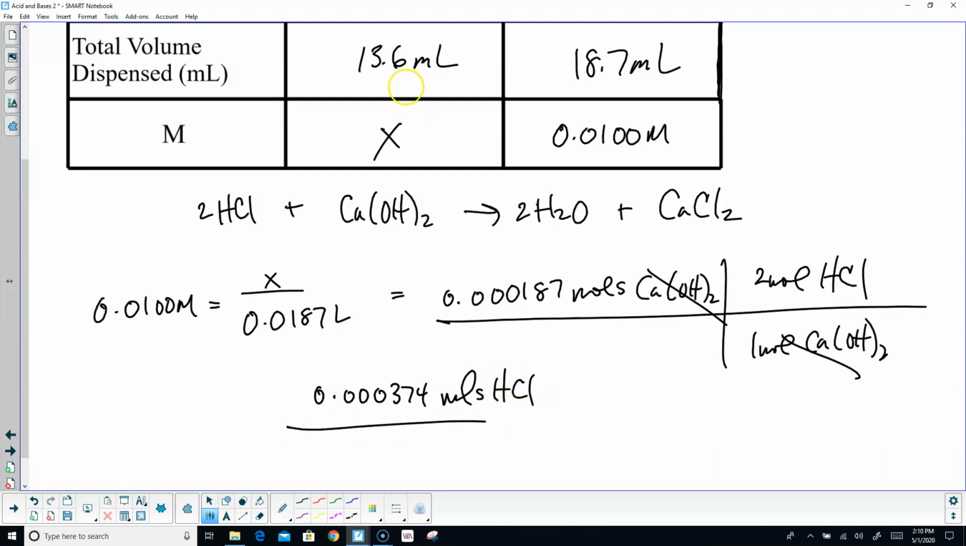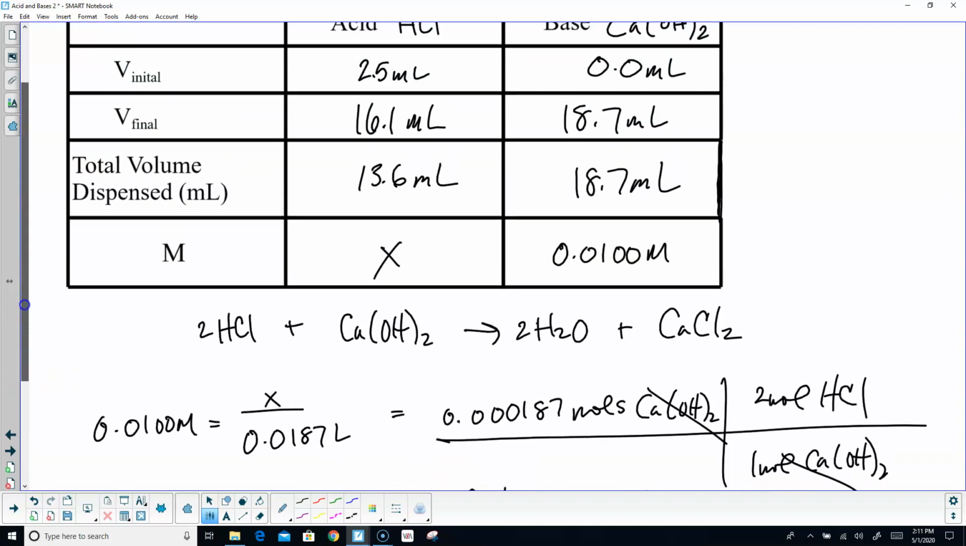Well, I know the moles. Guess what else I know? I know its volume, 0.0136 liters. So I'm going to take that number and divide it by 0.0136 liters. And you're going to end up with 0.0275 molar HCl. And I think everything was 3 sig figs, wasn't it?